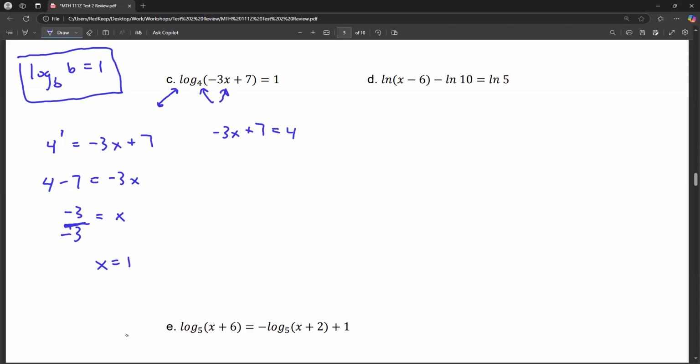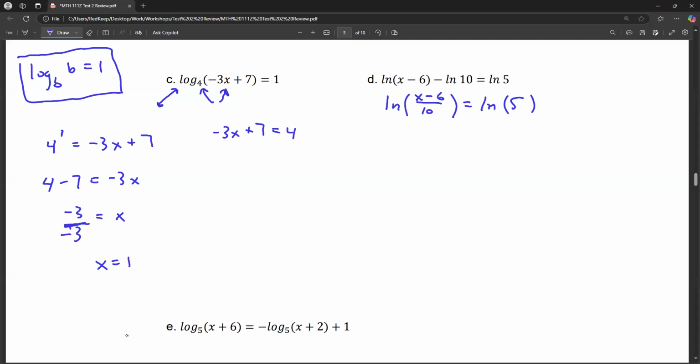Okay, so moving on to part D. We have a bunch of natural logs of things. What I probably would do first on this one is clean it up. I see there's subtraction between two natural logs, so they have the same base, the base of e, and so this can be rewritten. The left-hand side can be rewritten as x minus 6 over 10. I think I'm doing that right. You can correct me if I'm wrong. Perfect.